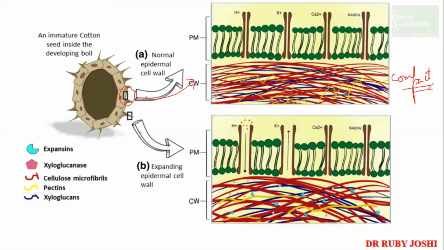It's a compact structure. But once you have the expanding epidermal cell wall, then it gets loosened up with the help of these expansin proteins. They make sure that the distance between the two microfibrils is increased, and that's how they loosen up, and it is easy. जब कोई चीज लूज रहती है उसको stretch करना आसान होता है, right? And that's how the cell wall increases. Okay, good.